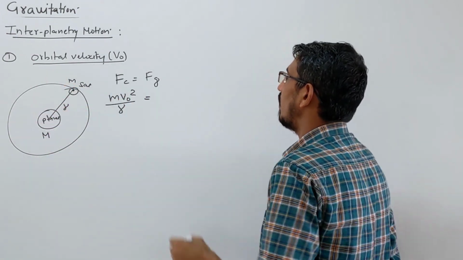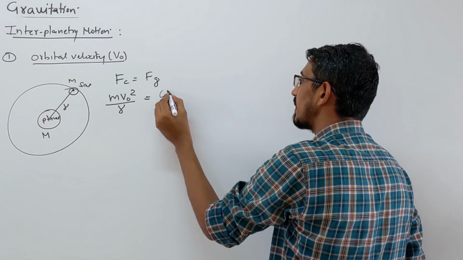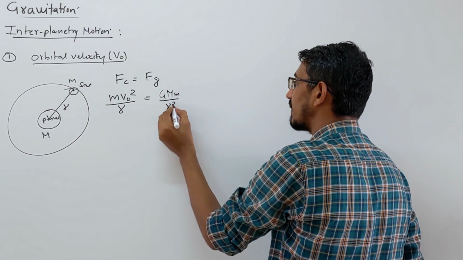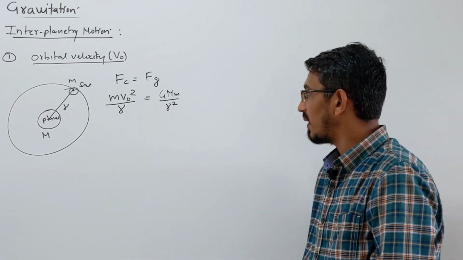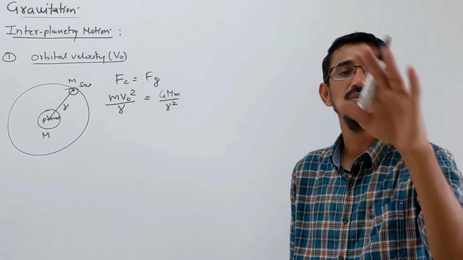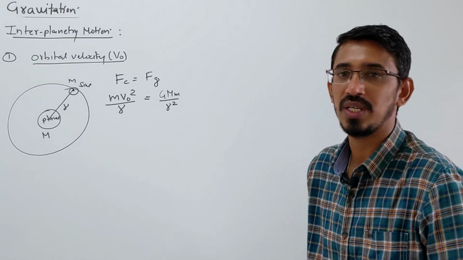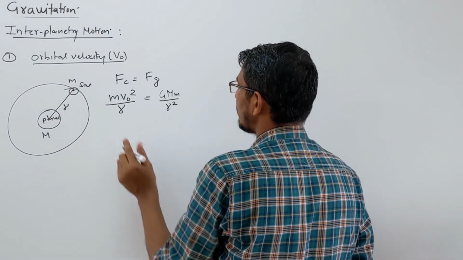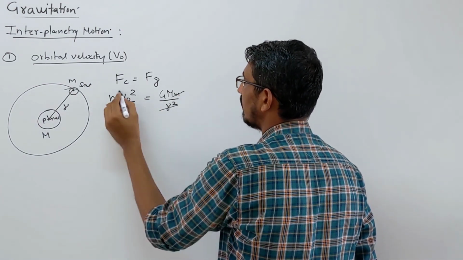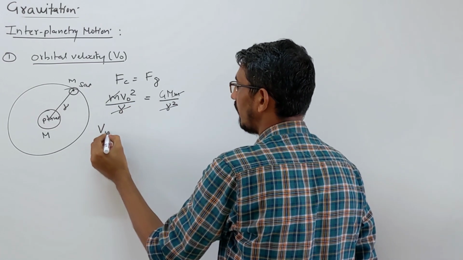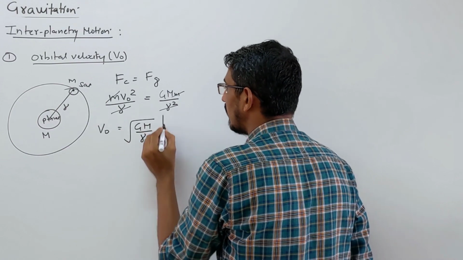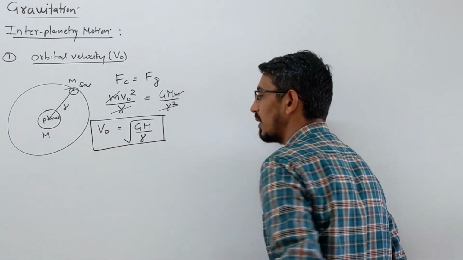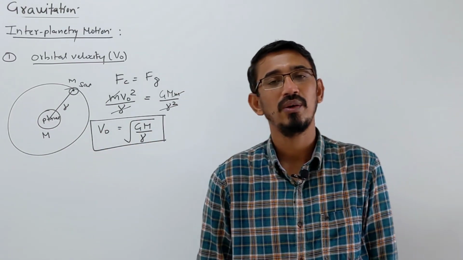What is the force of gravitation? G capital M small m upon R square. These two forces will be equal, since the necessary centripetal force required for circular motion is provided by gravitational force. We cancel the common terms to calculate V naught. V naught will become root of G capital M upon R. This is called the orbital velocity of a satellite moving around a planet.